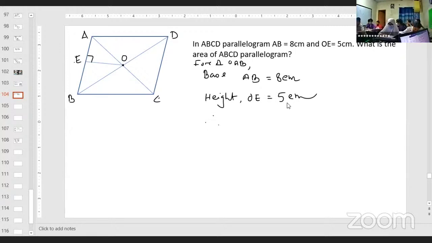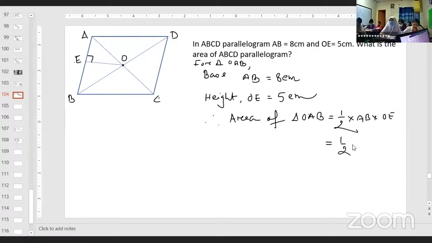Therefore, area of triangle OAB will be half into AB into OE, so half into 8 into 5, square centimeter or cm square, right? So cutting by 2 gives 4, we can write it as 20 centimeter square. Clear? Do you understand? Does everyone understand?